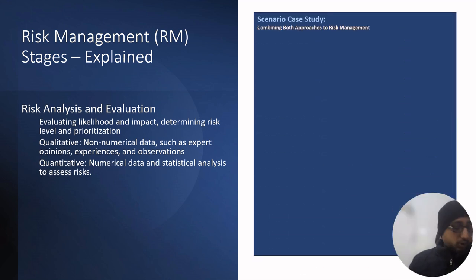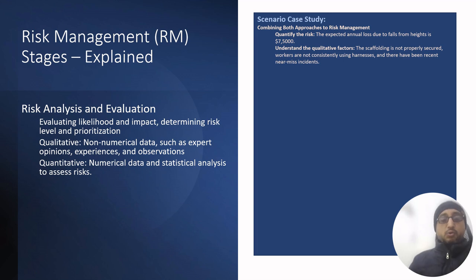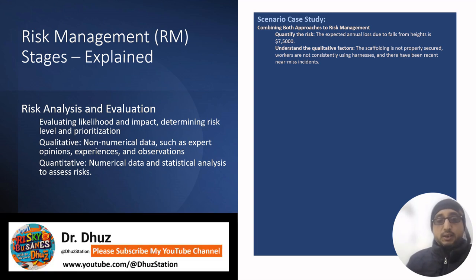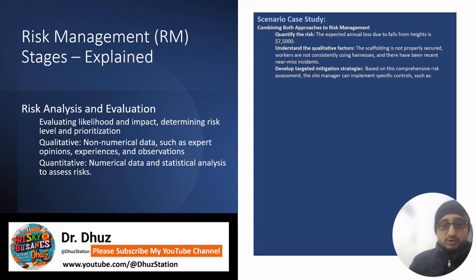Okay, so now I hope you have a good understanding of both of the approaches. Now let's learn how we can combine them practically. From the quantitative analysis, we learned the total expected annual cost of the incident was $75,000. And from the qualitative analysis, we learned the scaffolding is not secure, people are not using harnesses, and there were two near misses. So let's see how we develop the strategy to control it.